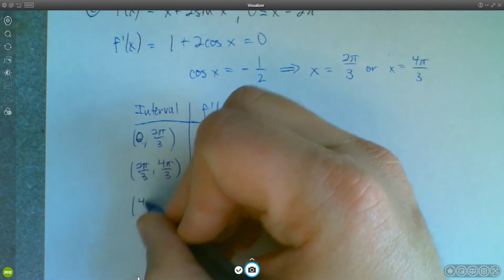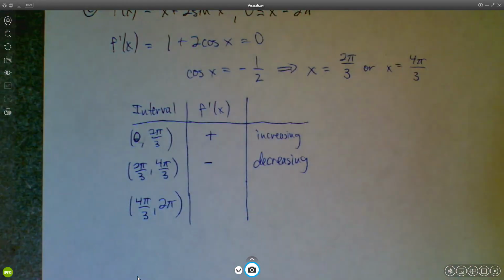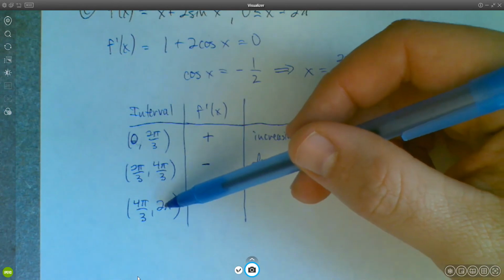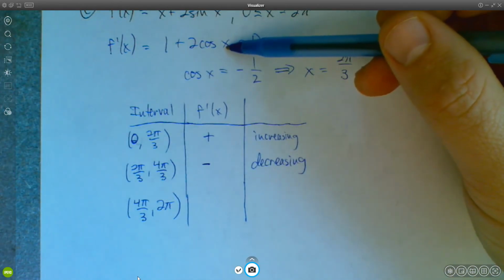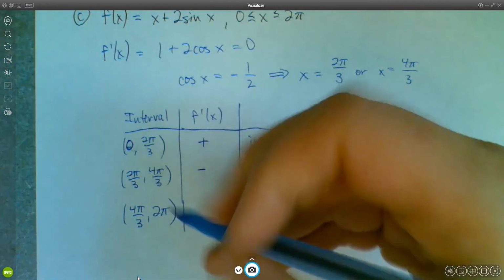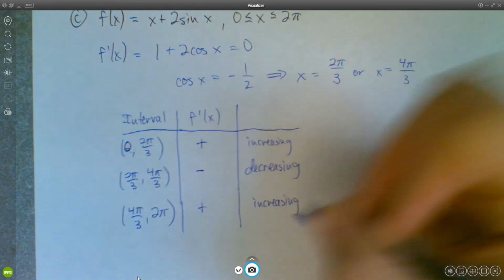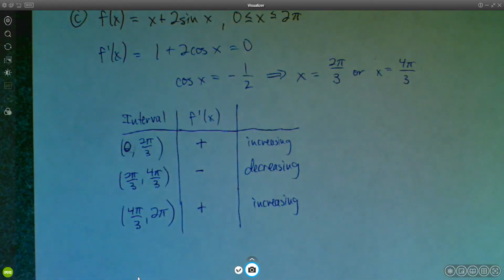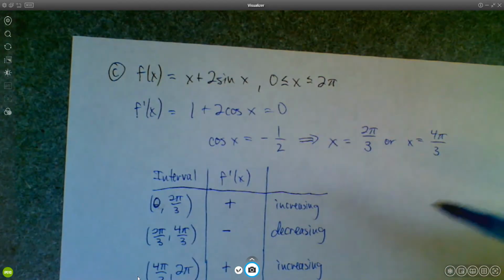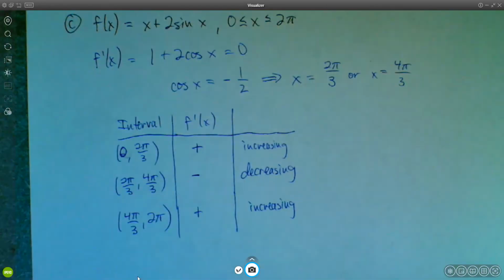And then from 4 pi over 3 onward to 2 pi, let's plug in something there. What would be a good one? Like 3 pi over 2 would be good. If we plug in 3 pi over 2, cosine of 3 pi over 2 is 0. 2 times 0 is 0. 0 plus 1 is 1. That's a positive number. So we're increasing on that interval. Okay, very interesting. I'm really interested in looking at this function in Desmos in a second, so I can verify that all this stuff is correct. But yeah, that's what we're getting.